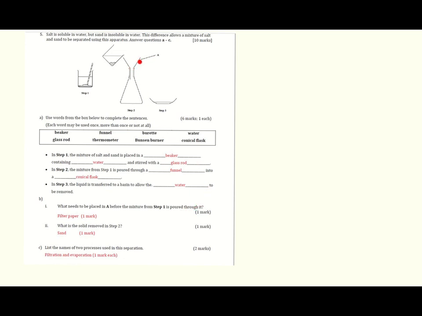What needs to be placed in A before the mixture in step 1 is poured? Here, this is a filter funnel. You can see that it needs filter paper. So I should put filter paper before you carry out the filtration process. What is the solid removed in step 2? In step 2, sand will be left here. So this is a solid, right? Sand will be left in the filter paper. So the solid which remains is sand.